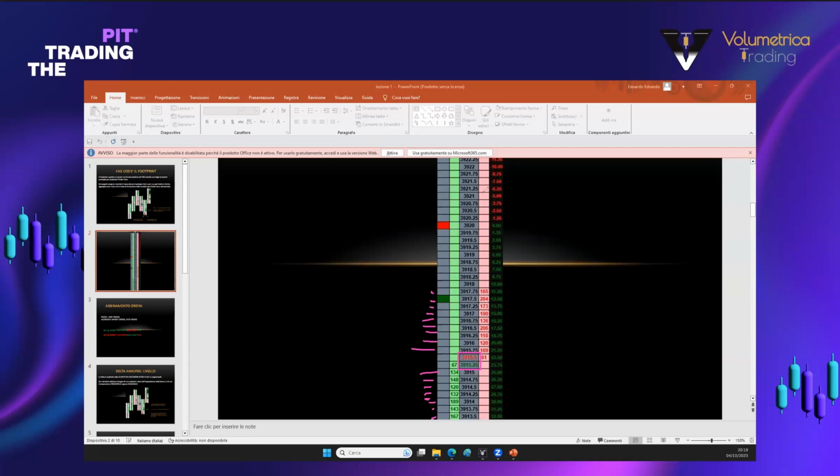Those two levels would respectively represent the best ask, or best offer, and the one right below, the best bid.